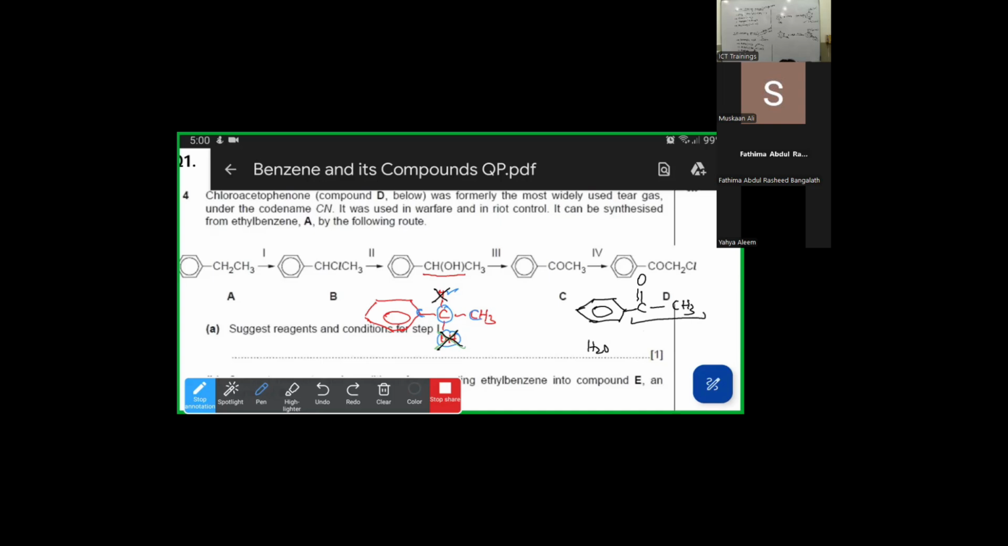You can use acidified potassium manganate. You can use any of them. So it would be acidified Cr2O7 2-. And what are the conditions? Heat under reflux.